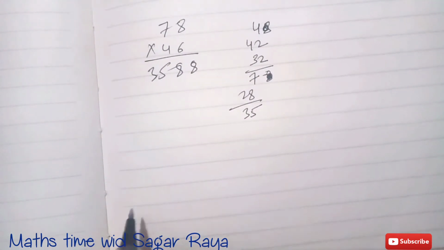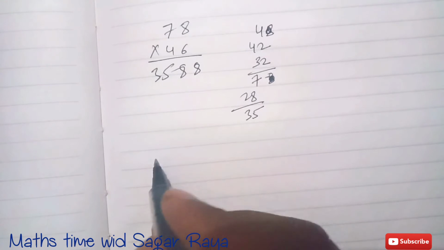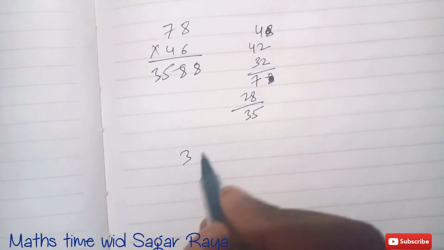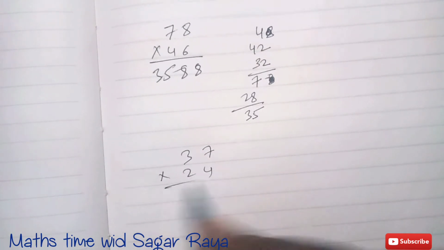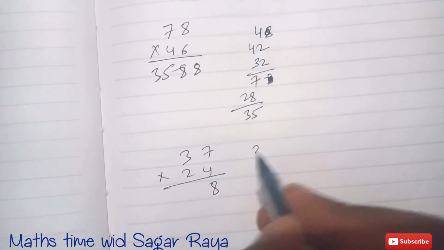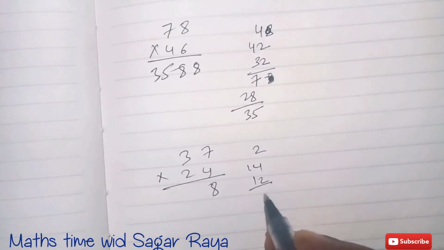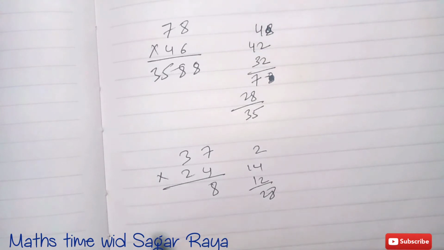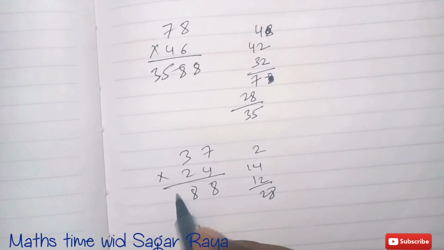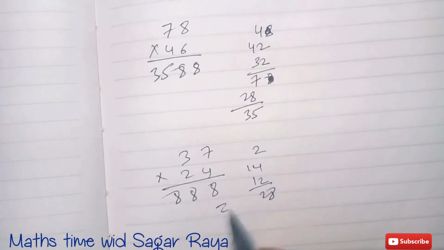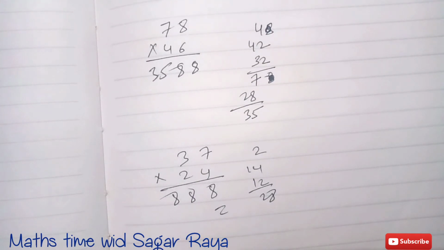If you keep on practicing, you can multiply in a very fast way, like 37 into 24. 4 7s are 28, carry 2. 4 3s are 12, 7 2s are 14, so it becomes 28, sorry, 28. So carry 2, 3 2s are 6, and you get 888. So you can multiply very fast.